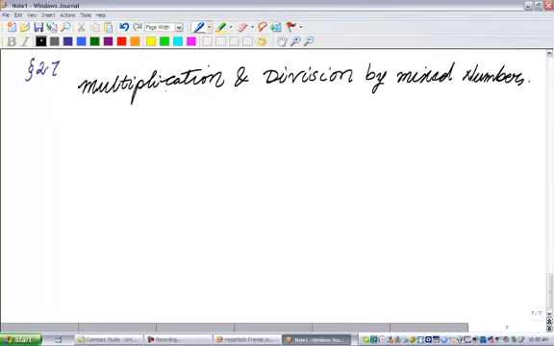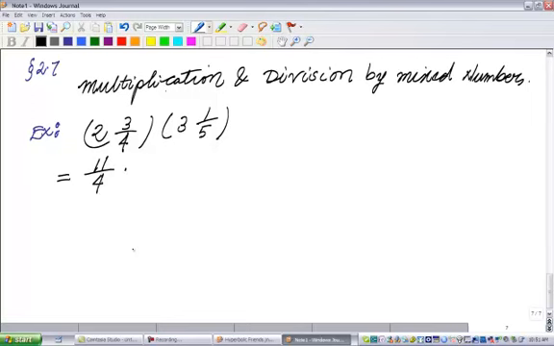Okay, so let me start with an example. The question is, how do I multiply, say, 2 and a 3/4 with 3 and a 5th? Mixed numbers. One way to do it is that we know how to multiply fractions, right? So just convert this into usual fractions and multiply. 4 times 2 is 8. 8 plus 3 is 11, so 11/4. And then that's multiplied with 3 times 5 is 15 plus 1. So 16/5.